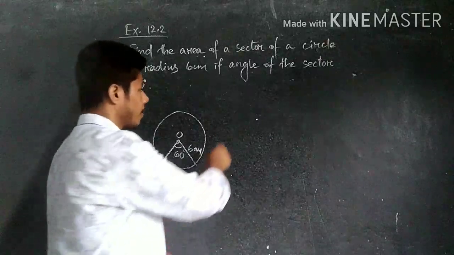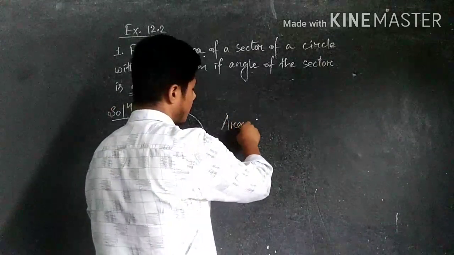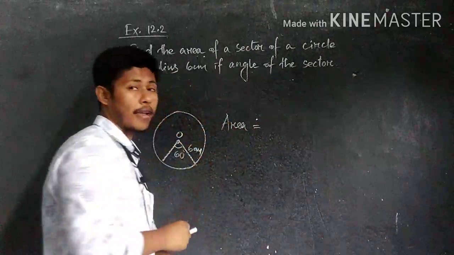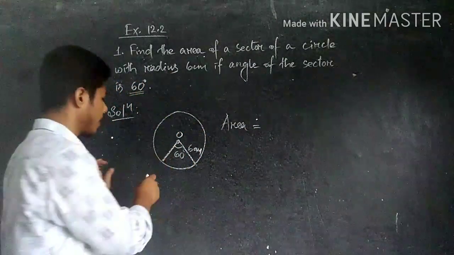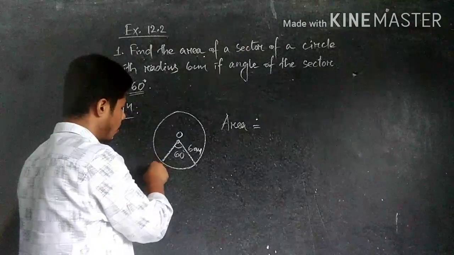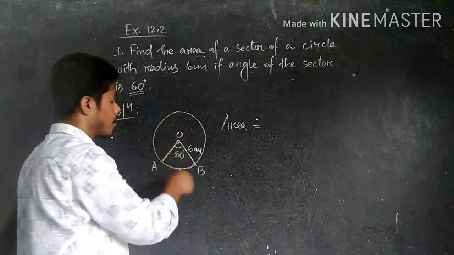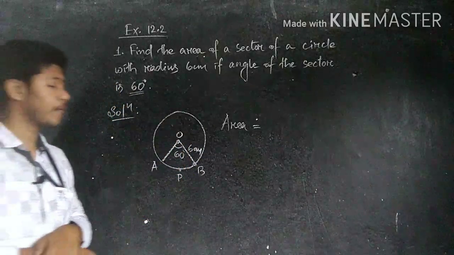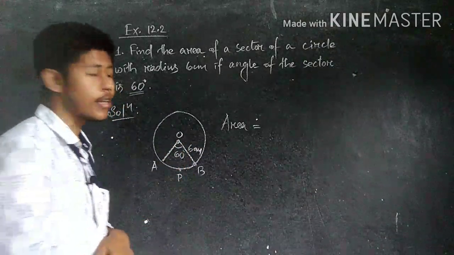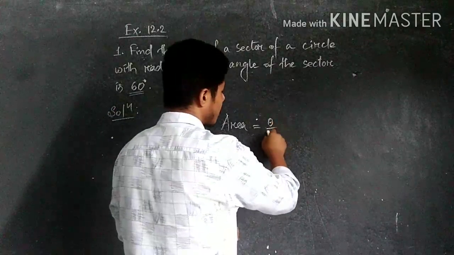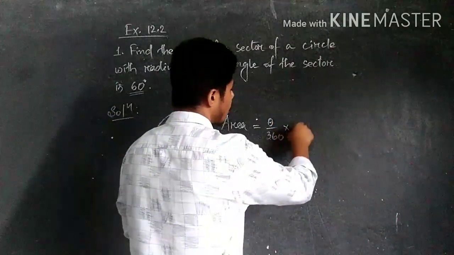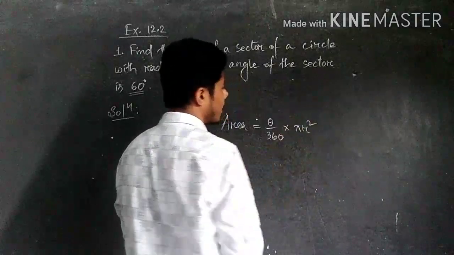So how can we find out the area of the sector? Let me write here: area of sector equals what? If you denote the sector as OAPB, with P on the arc and A and B at the ends, the formula for the area of sector OAPB is theta by 360 into pi r square, is it not?